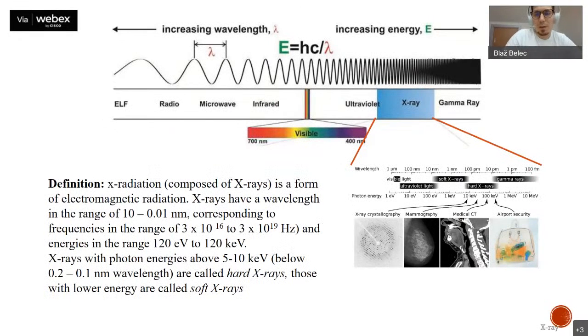So here is our known image. We have different spectrum, and the wavelength of X-rays corresponds to the range from 10 to 0.01 nanometers. We know soft and hard X-rays, depending on the wavelength and energy. Most common are hard X-rays that we come across in our everyday life. For instance, if we travel a lot, X-ray scanners are basically hard X-rays, and then medical CTs, mammographies, and of course X-ray crystallography.